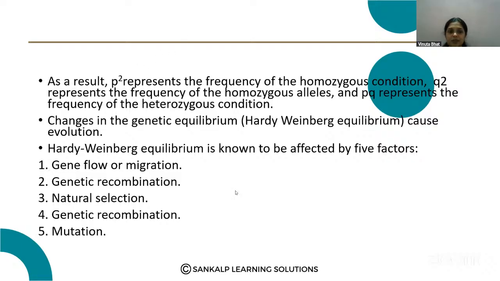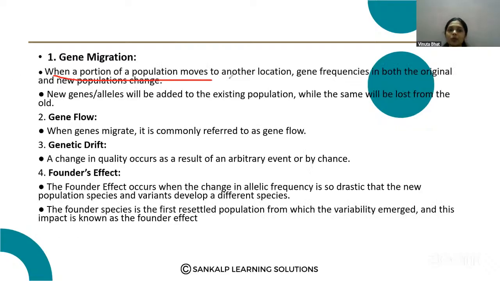Hardy-Weinberg principle. The first one is gene migration. What is gene migration? When a portion of a population moves to another location, gene frequencies in both the original and new population change. Some organisms migrate from their original place to another location. Then gene frequency may change in the original population and also in the new population. New genes or alleles will be added to the existing population while the same will be lost from the old.